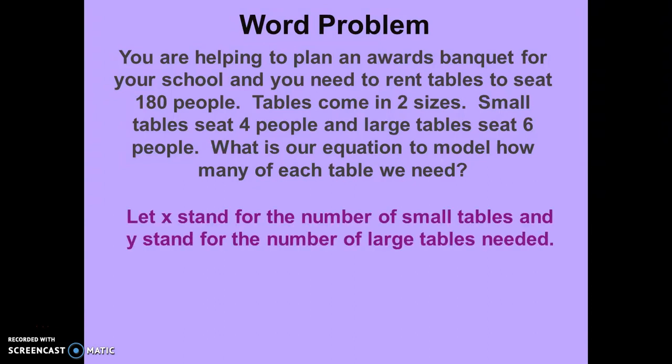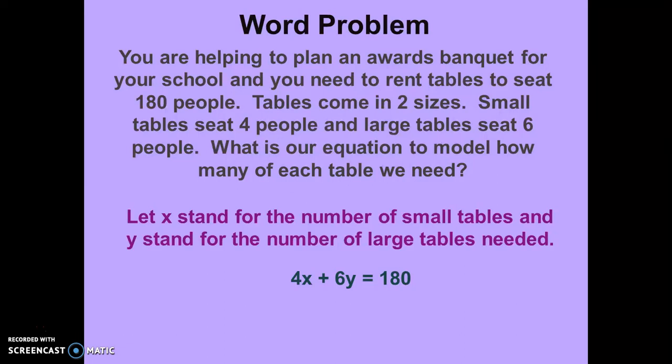And so if we let x stand for the number of small tables we have, and y stand for the number of large tables that we need, then we can say, if each small table can seat 4 people, 4 times x, so 4 people per table times x, the number of tables I have, plus 6 times y, so 6 people per large table times y, the number of large tables I have, that has to add up to a total of 180 people seated, right?